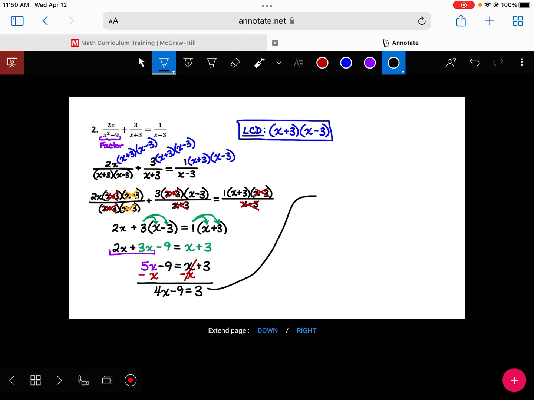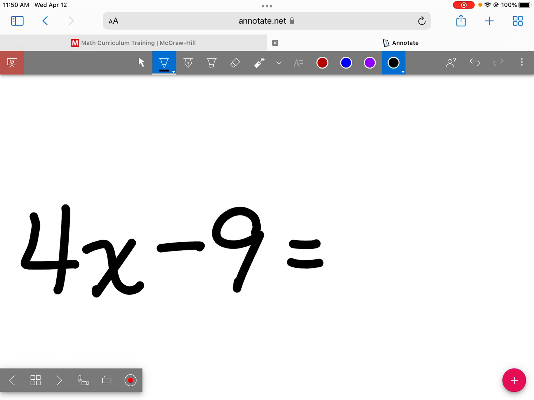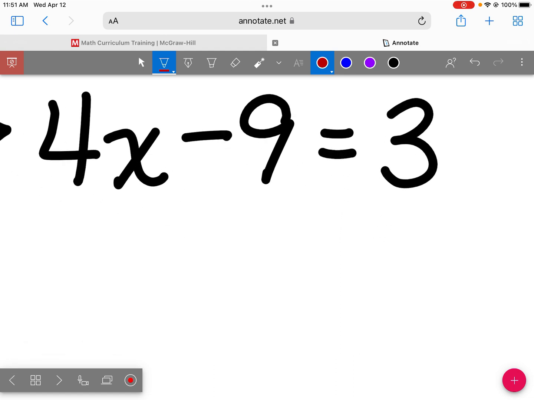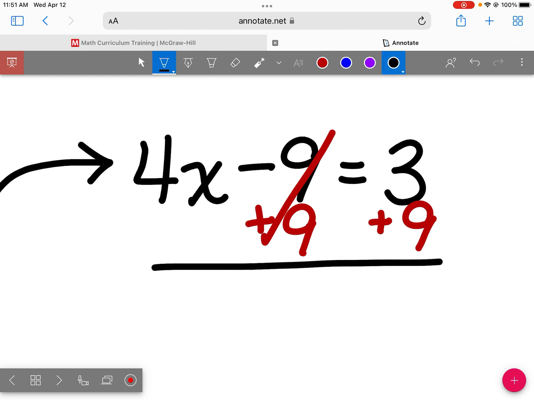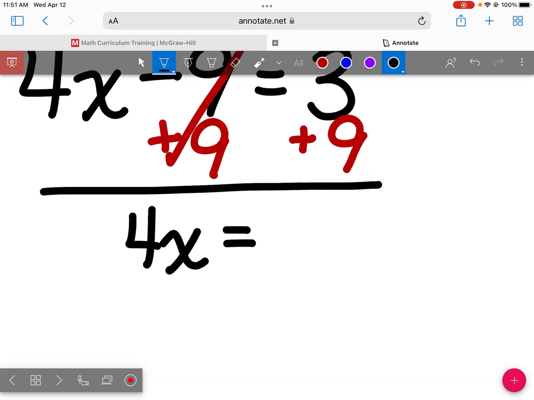I ran out of room on my screen, so up and around here. 4x minus 9 equals 3. How do I get my constants all on the other side? Not minus 3, but plus 9. Because remember, I want the x's on one side and I want the constants on the opposite side. So I get 4x equals what? 9 plus 3. 12.